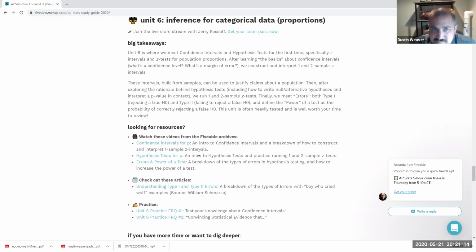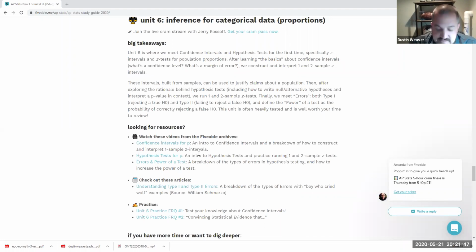Unit 6 is proportions. So now we're talking about proportions. So Unit 6 is where we meet confidence intervals and hypothesis tests for the first time. Specifically, we're going to be talking about Z intervals and Z tests for proportions. So remember, if we're dealing with proportions, we only have Z, right? We have one proportion Z interval, two proportion Z interval, one proportion Z test, and two proportion Z tests.